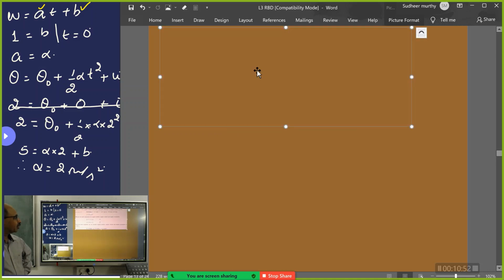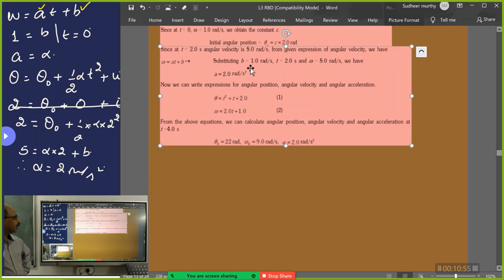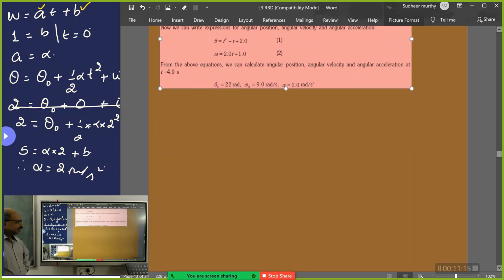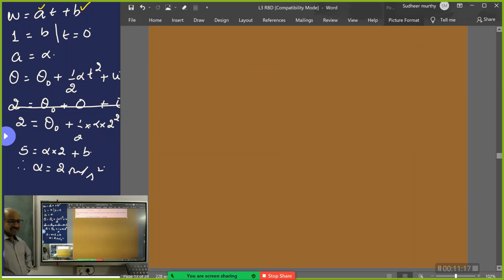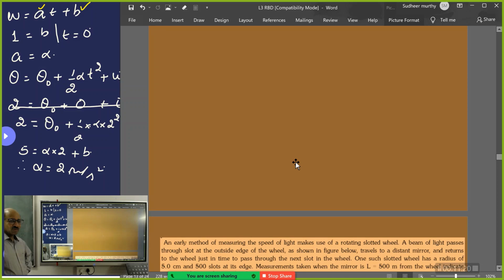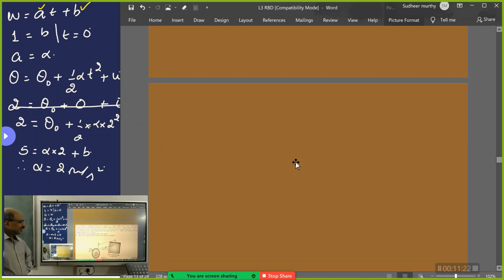And the second part, the equation for t equal to 2, just go on substituting, and we'll get all these constant values. We also got b is equal to 1, t is equal to 2 seconds. So we got alpha, a, is equal to 2 radians per second. Substitute. I think all of you got this. Theta at 4 seconds is 22 radians, omega at 4 seconds is 9, and alpha is 2 radians per second. Quite a simple problem. Just like in a cricket match, the first ball is a trial ball.